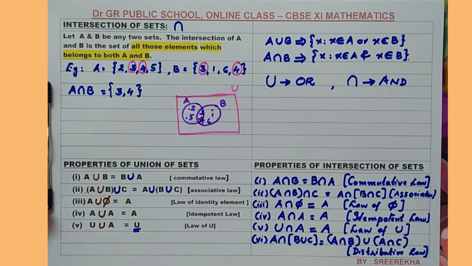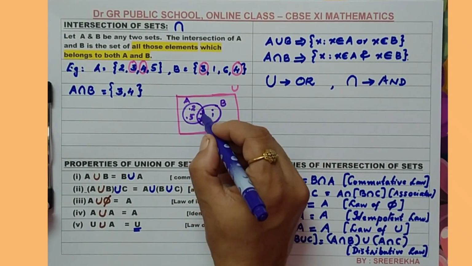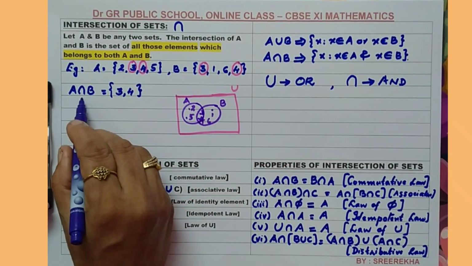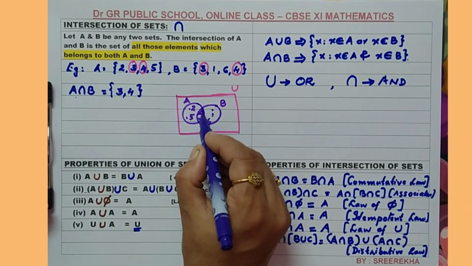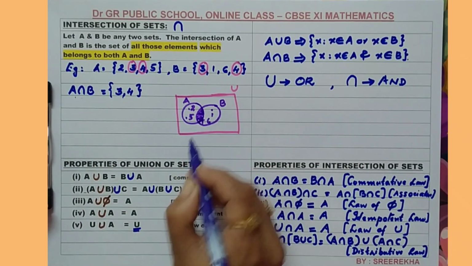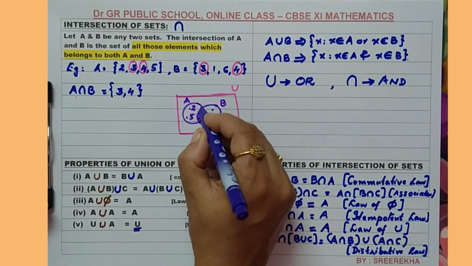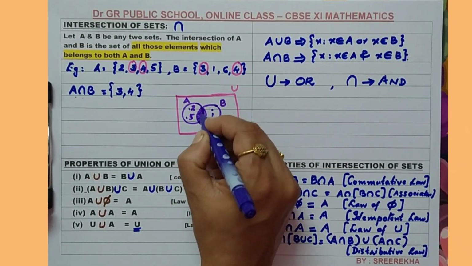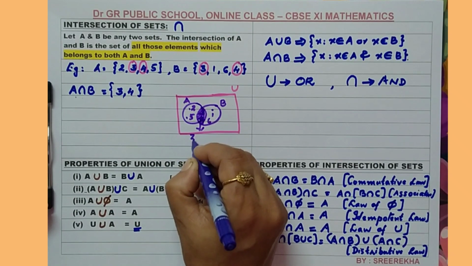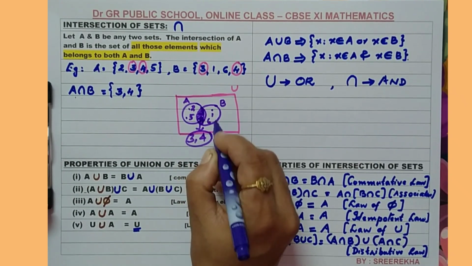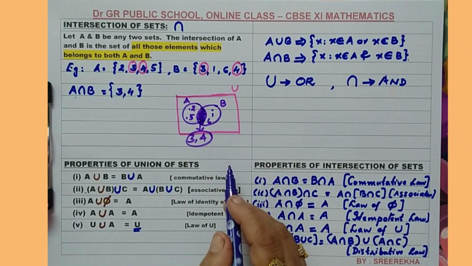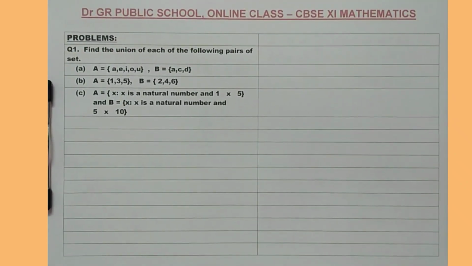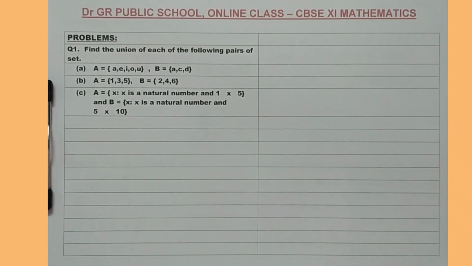Now, you can see that 3, 4 is the intersection of the sets. A intersection B equal to {3, 4}. Actually, the intersection of the sets comes in this range or in this common area. Within this common area, you can see the two elements 3 and 4. So, this is actually the intersection of two sets by means of a Venn diagram. Now, we can discuss some problems.